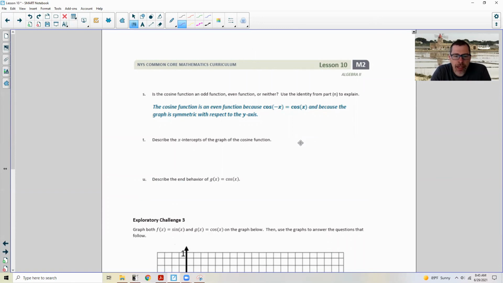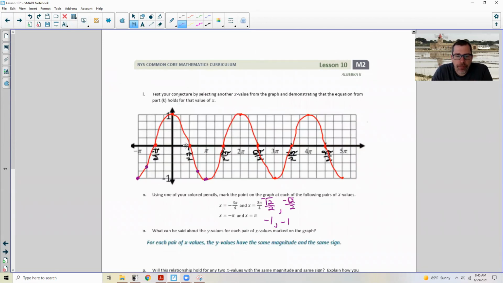So if we can reflect across the y-axis, then it is even. T, describe the x-intercepts of the graph of the cosine function. Okay, so let me go back and look. X-intercepts, they occur at pi over 2, 3 pi over 2, 5 pi over 2. They're all a distance of pi on the halves.